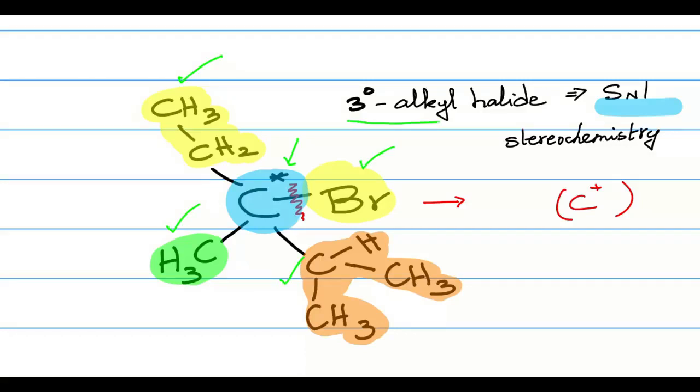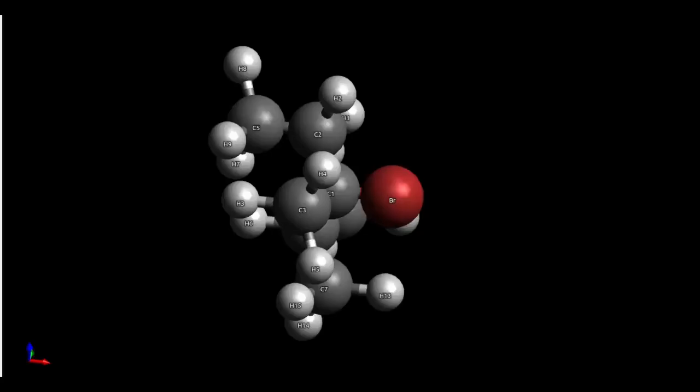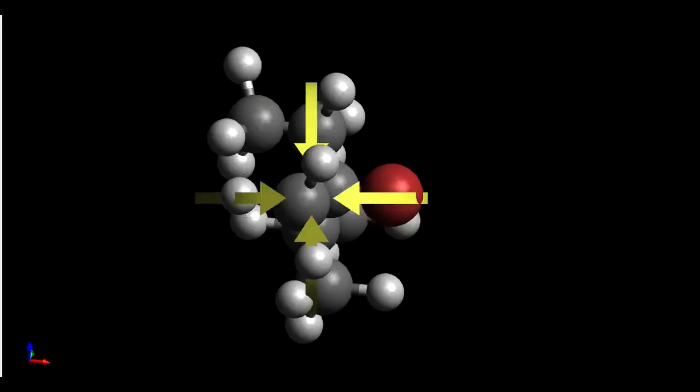So it's a tertiary alkyl halide containing a chiral center, and we know that if this bond between the carbon and the halogen is broken, you get a tertiary carbocation. Now, if we visualize this molecule, it really looks very clumsy.